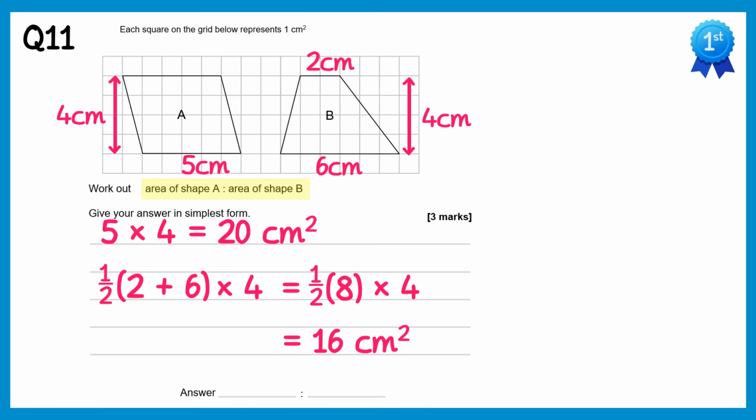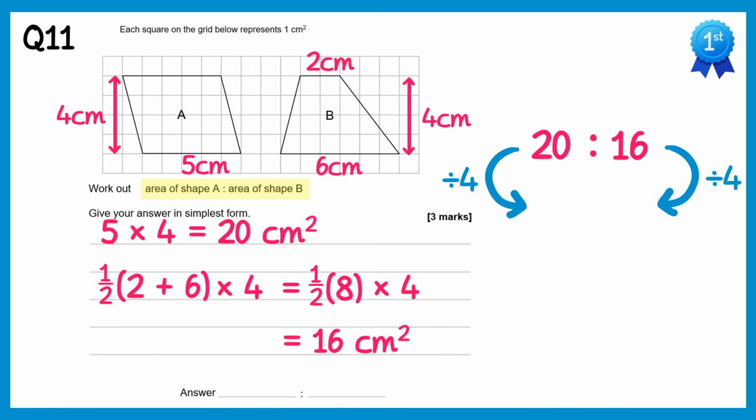So if we write that in a ratio like this, and then the question does say to give your answer in simplest form, so we'll divide both of those by 4. 20 divided by 4 is 5, and 16 divided by 4 is 4. So the final answer to this question is 5:4.